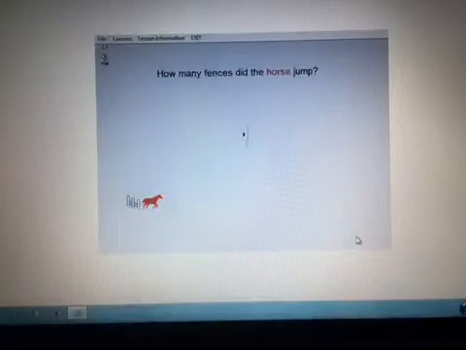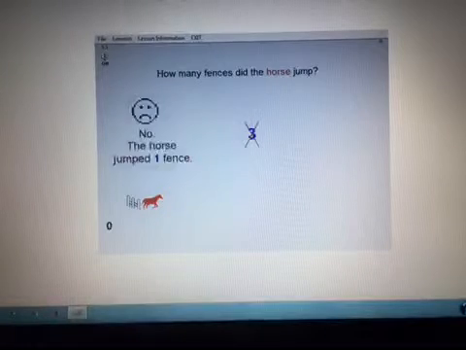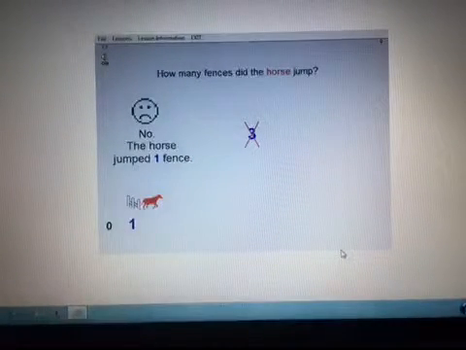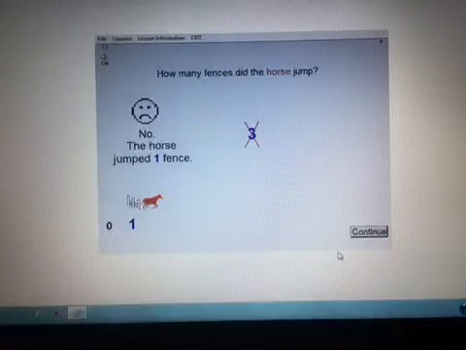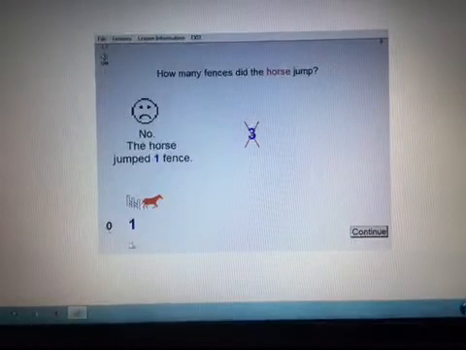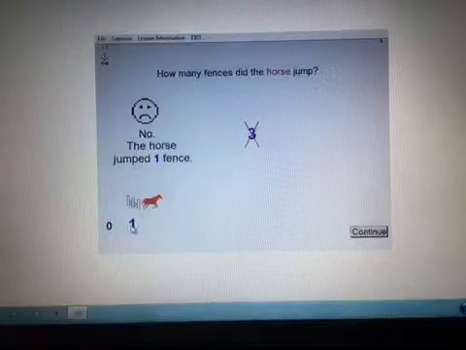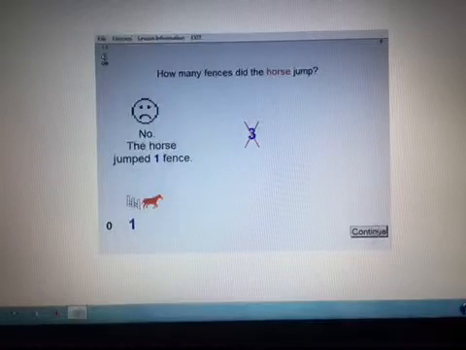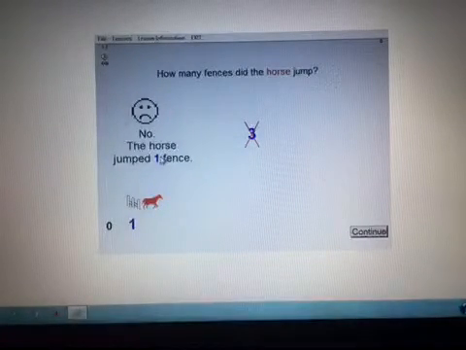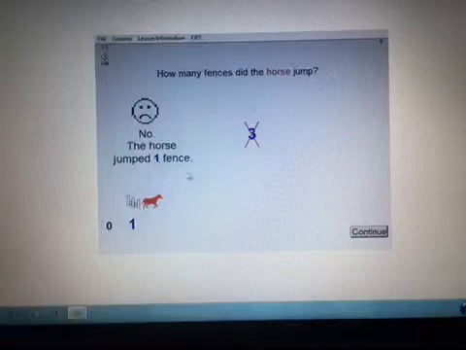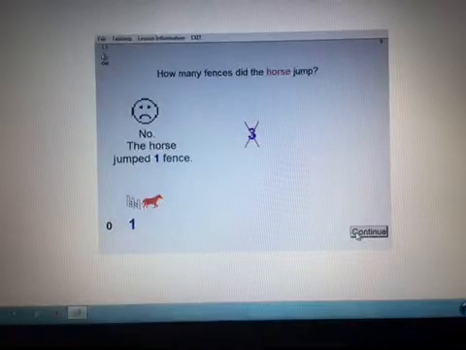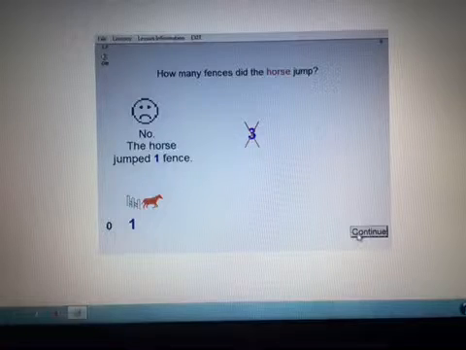How many fences did the horse jump? No, the horse jumped 1 fence. So we are reinforcing 1, 0, and then 1. And again, the spoken and the number, we are hoping the student may begin to read.